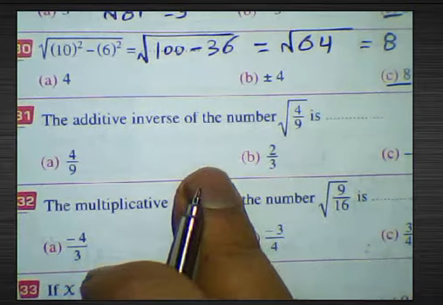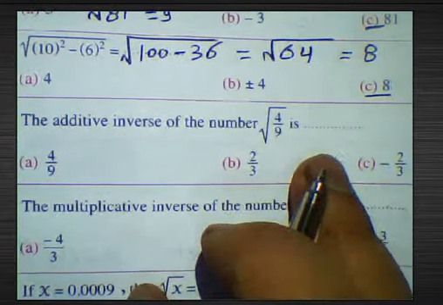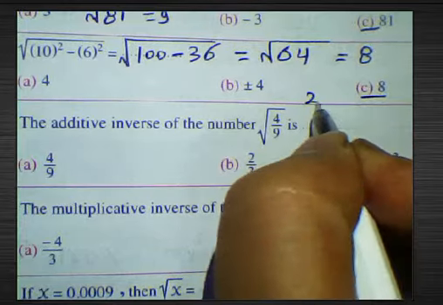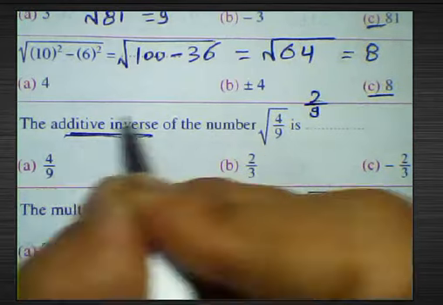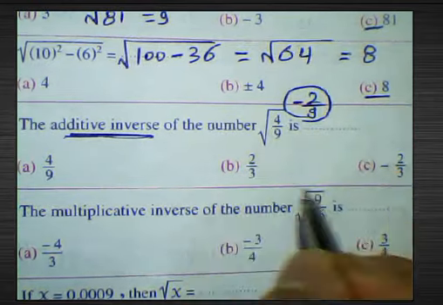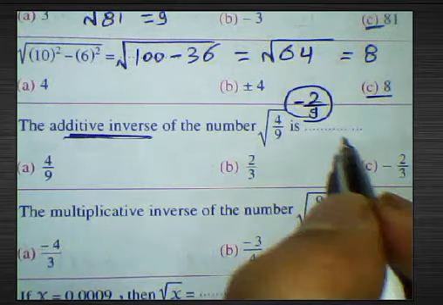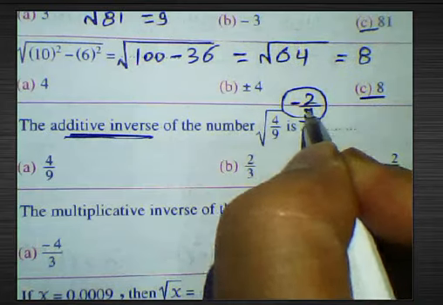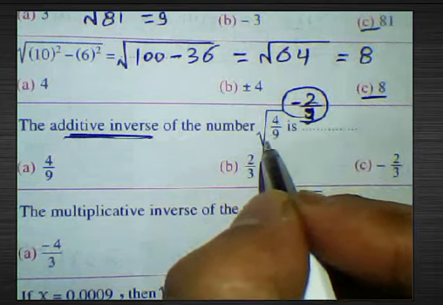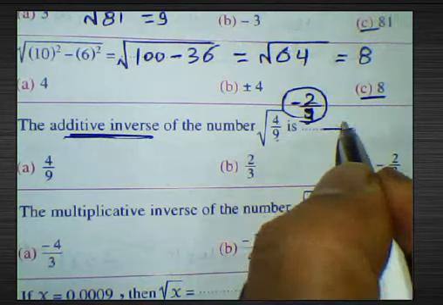The additive inverse of the number is what? Find the result first here. It will be 2 over 9. He asked about the additive inverse about 2 over 9. It will be negative 2 over 9. Sorry, 2 over 3. Square root about 4 equal 2. The square root about 9 equal 3. The result will be negative 2 over 3.